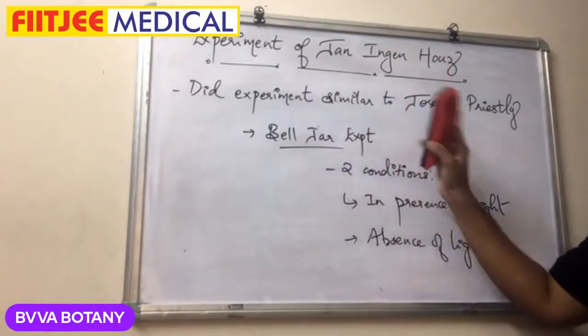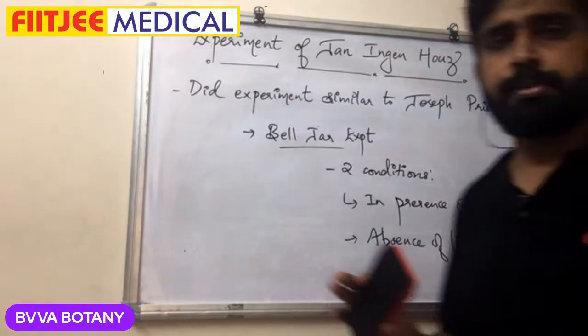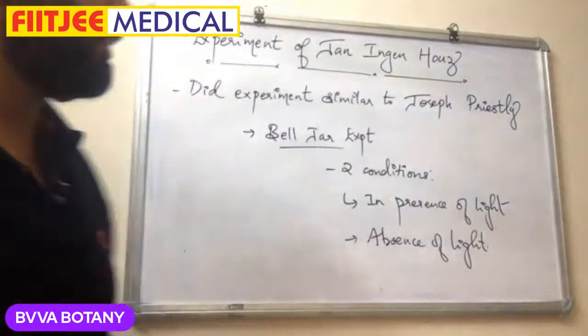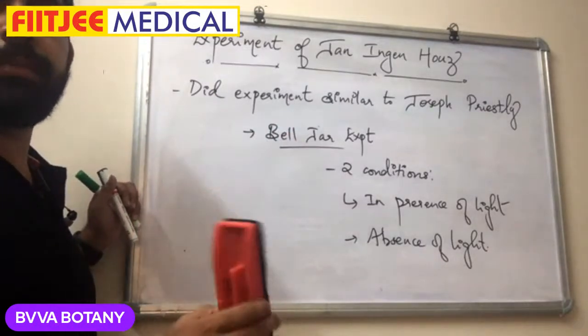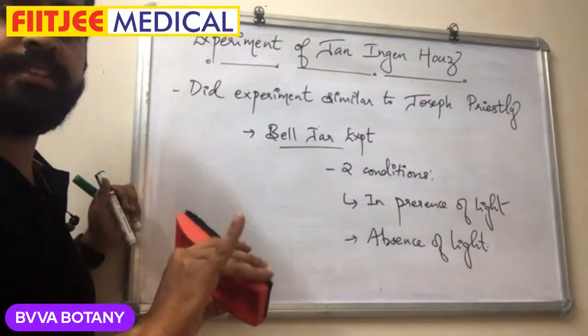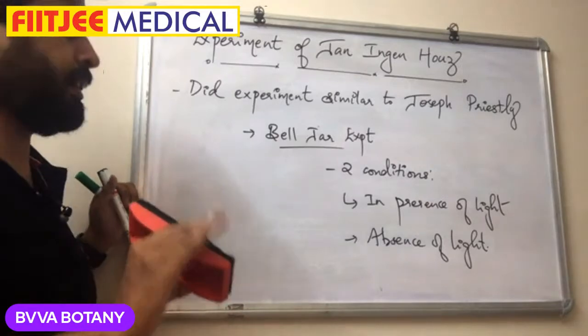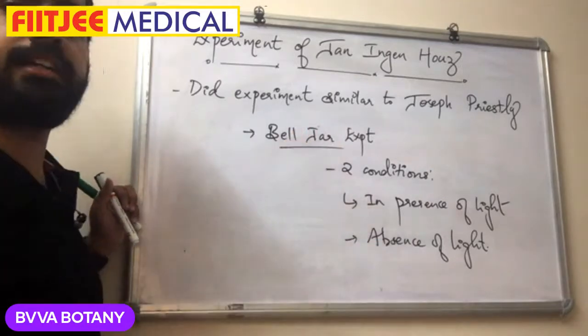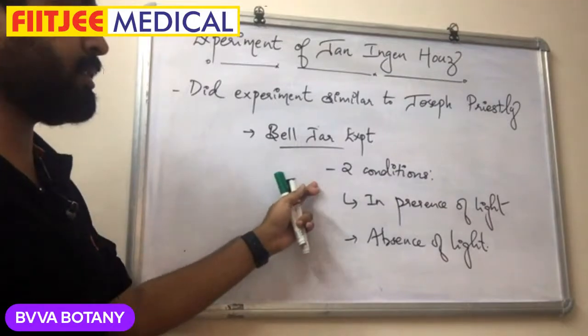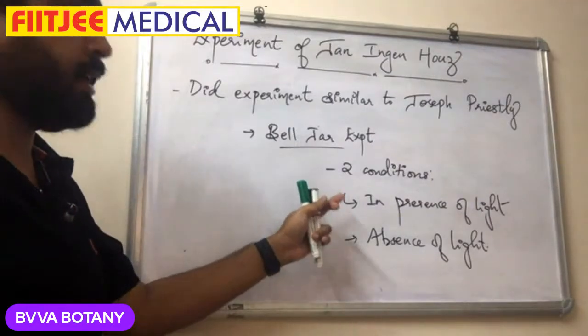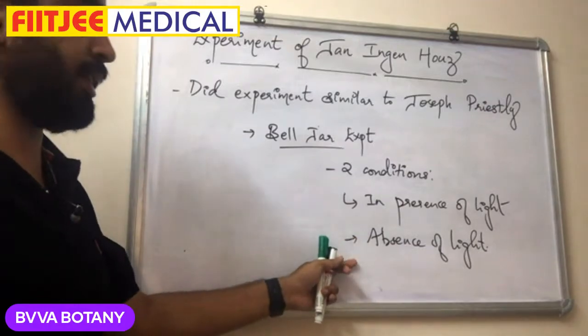So he did a similar experiment to the one done by Joseph Priestley. What was that experiment? He took a bell jar with the same experimental setup: a bell jar having a candle, a rat, and a plant. Now he kept this bell jar under two conditions. One, he kept the bell jar with organisms inside in presence of light, and another in absence of light.